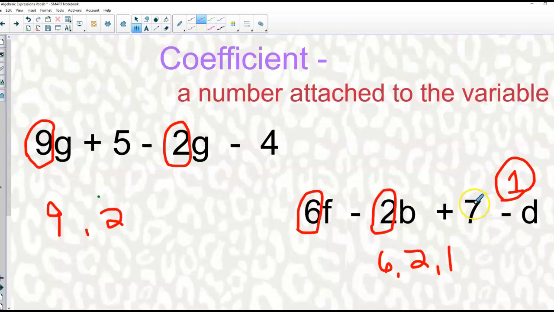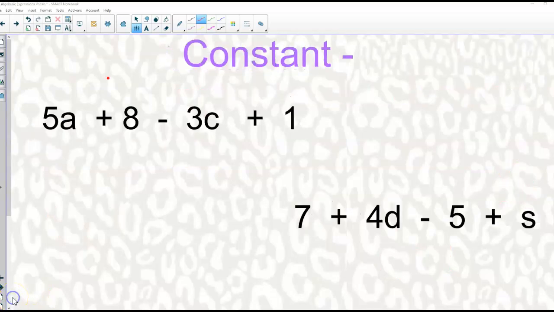Again, the 7 here does not have a letter, so that is not a coefficient. It has to be attached to a letter. So a coefficient is the number that is in front of your variable. Okay, let's move to our last vocab term here.